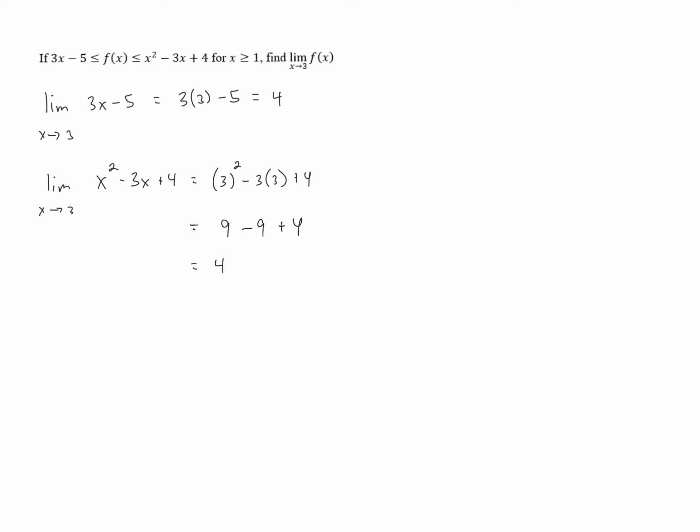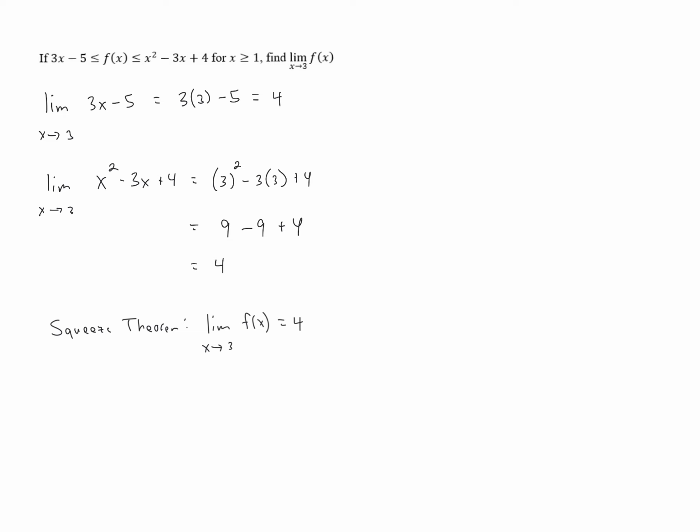And so, because both of these functions have a limit that exists, and those limits are equal to each other, and f of x is sandwiched or squeezed in between those, that means that the squeeze theorem tells us that the limit as x approaches 3 of this function, f of x, must also equal 4. We don't know what f of x is, but we know that that limit has to equal 4.